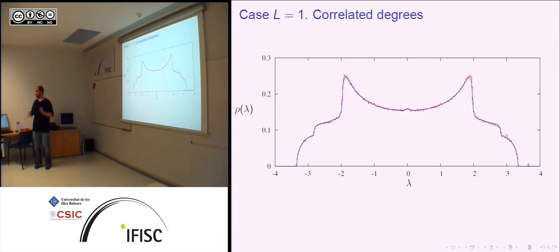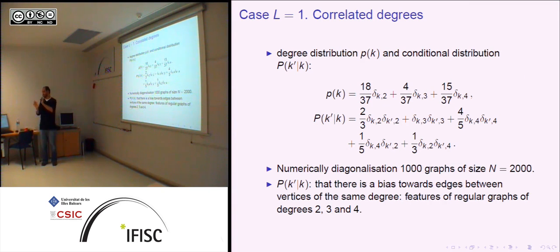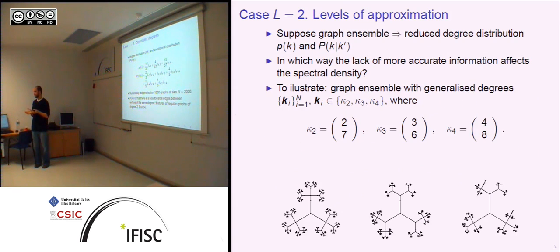And this is reminiscent of the spectral density of a random regular graph of connectivity 4. But again, the main idea is the following: I forget about these functions, these parameters I was using at the beginning. You just give me, in this particular case, the degree distribution and this conditional distribution, and then I give you the spectral density exactly.